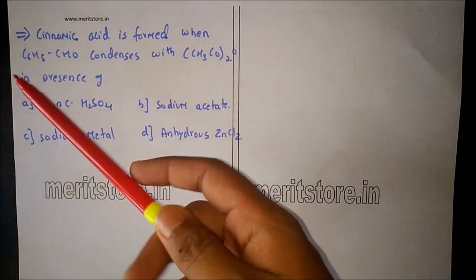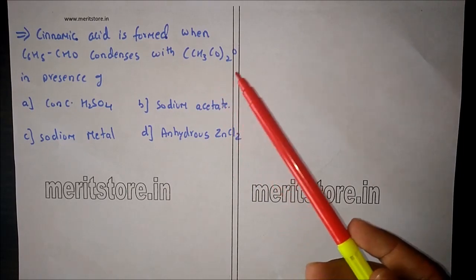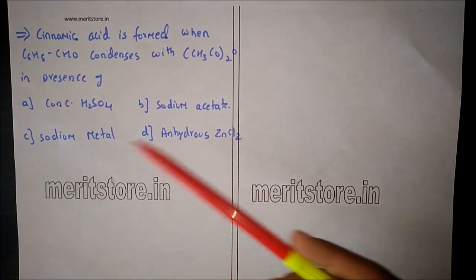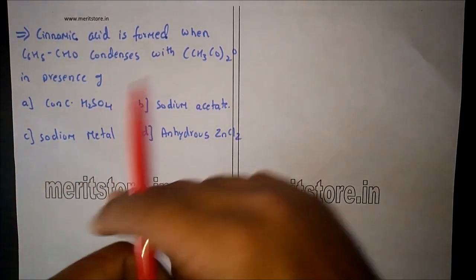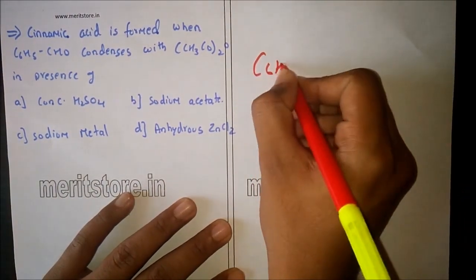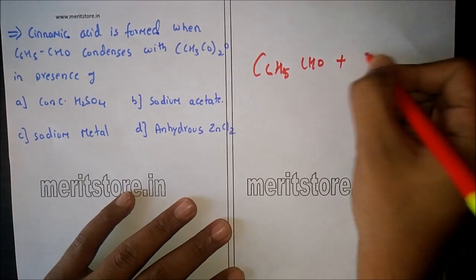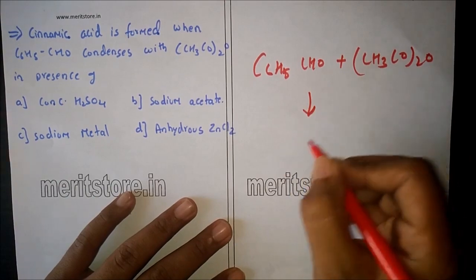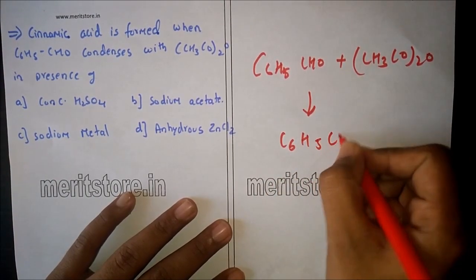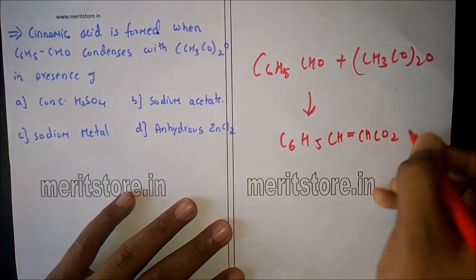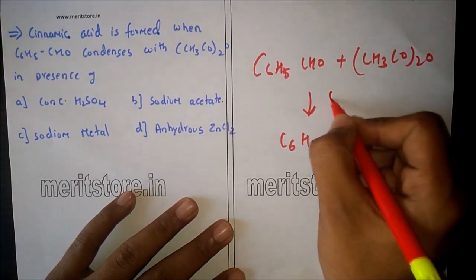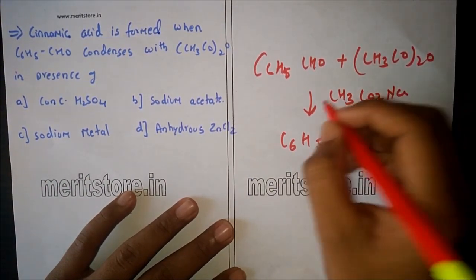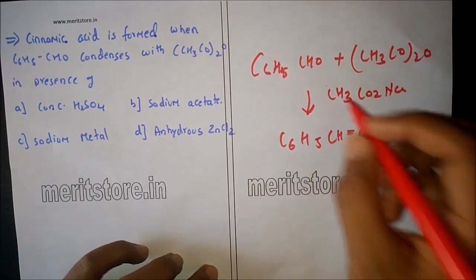Cinnamic acid is formed when C6H5CHO condenses with (CH3CO)2O in the presence of either A. concentrated H2SO4, B. sodium acetate, C. sodium metal, or D. anhydrous ZnCl2. Now, C6H5CHO plus (CH3CO)2O gives rise to cinnamic acid, which is C6H5CH=CHCO2H. Now this happens in the presence of CH3CO2Na, which is known as sodium acetate. This reaction is known as Perkin's reaction. Therefore, here the correct answer will be B, sodium acetate.